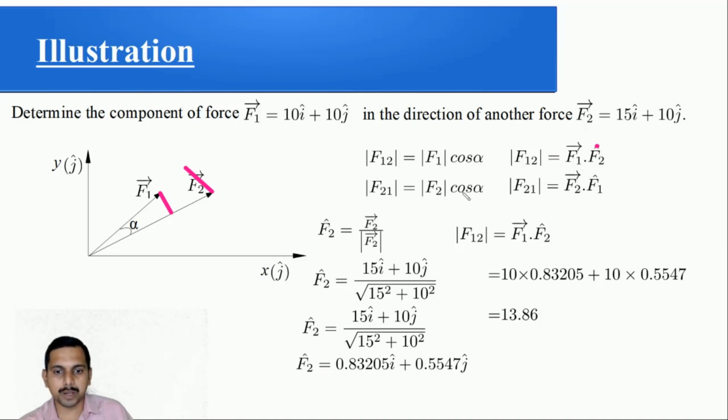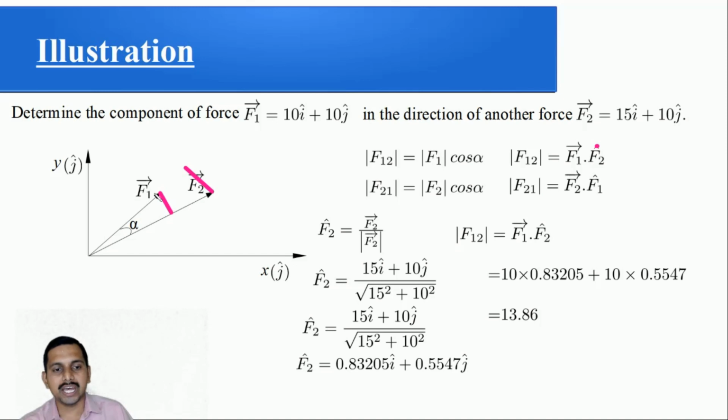Now to solve this problem, we first find the unit vector of F2. The unit vector of F2 is the F2 vector divided by the magnitude of the F2 vector. F2 is equal to 15i plus 10j divided by the magnitude of that. When I do the calculation, I got 0.83205i plus 0.5547j. Now to find F12, I just have to do the F1 vector dotted with the F2 unit vector, and when I did it, I got 13.86.